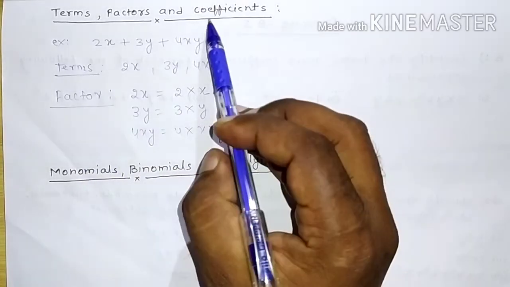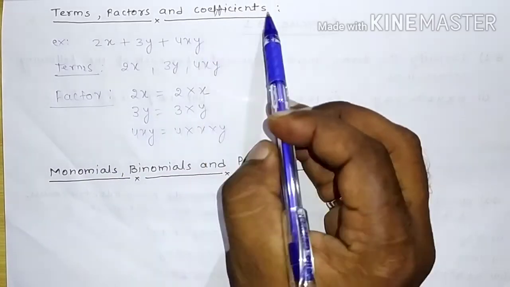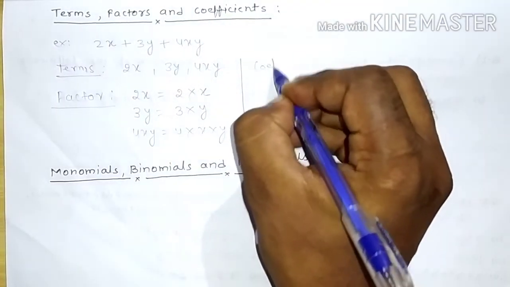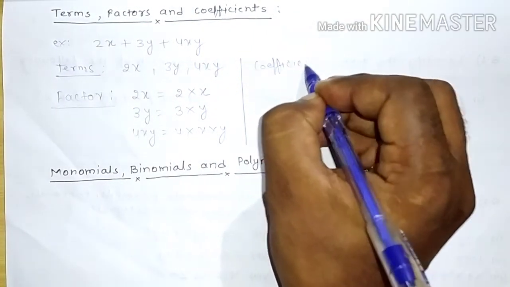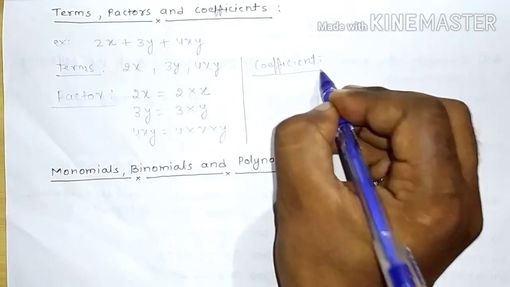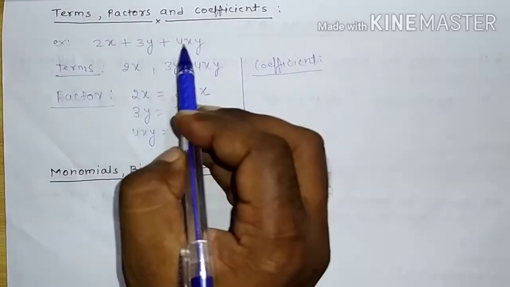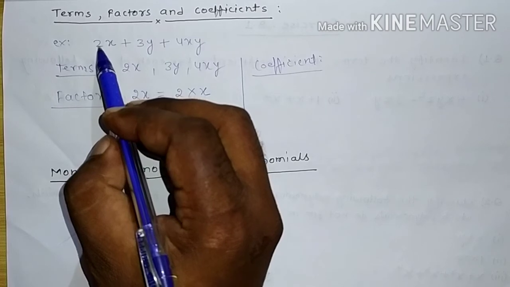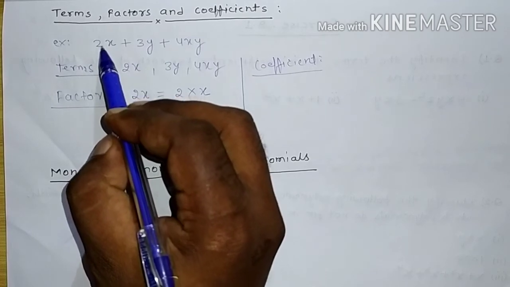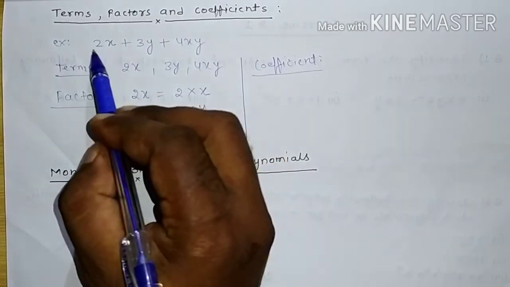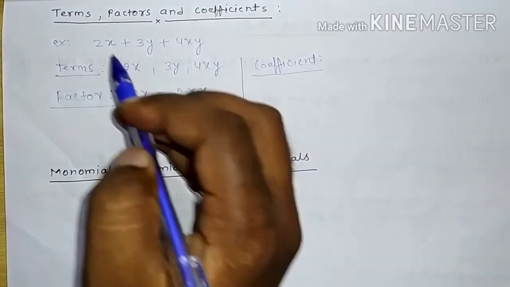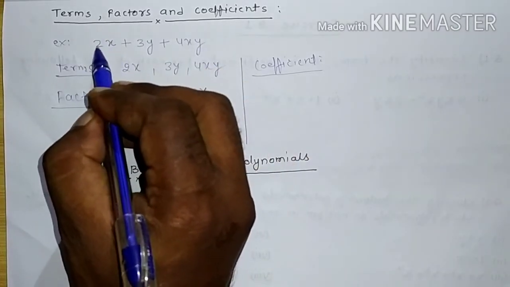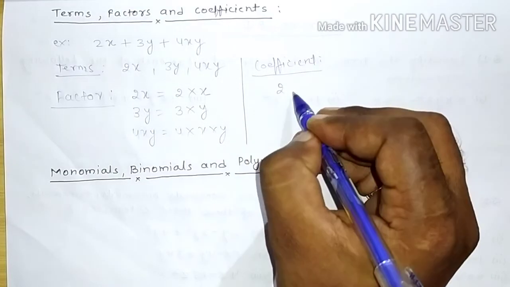Now the next topic, that is coefficient. What is a coefficient? The constants placed in this algebraic expression are the coefficients. So the first term is 2x, so the coefficient of 2x is 2. So 2 is the coefficient.